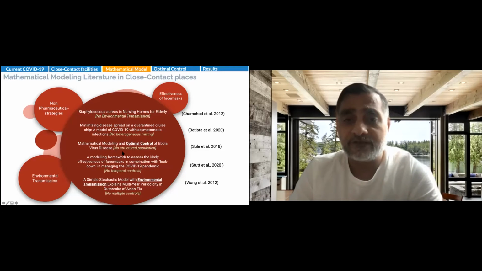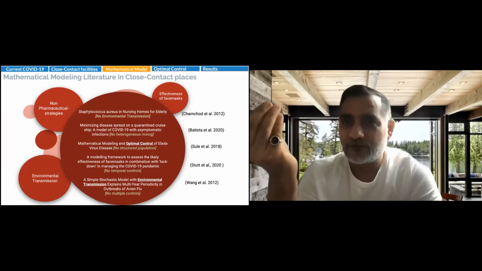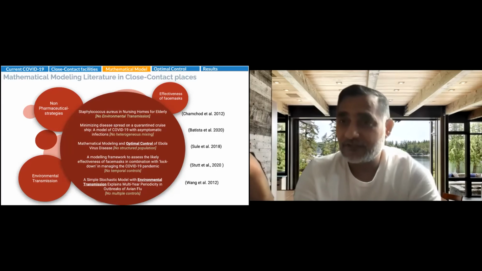There was another one with optimal control for Ebola, but there wasn't any structured population in that. And then there was another study that talked about controlling something, but with static controls. They were not changing over time. It was constant and static, which we know for sure in the case of COVID didn't work.